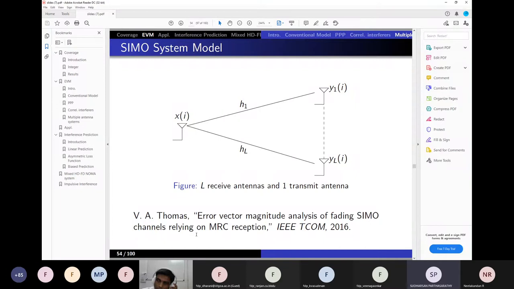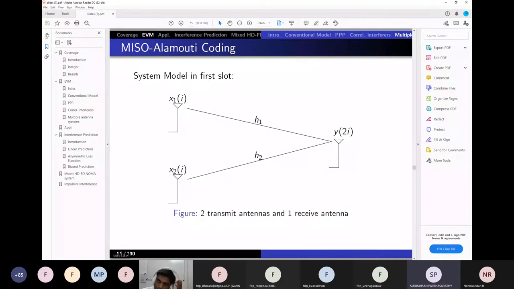Slide number 55. If you want to consider the multiple input single output case, then the very popular model is the Alamouti decoding model. The Alamouti decoding model is famous because you do not need channel state information at the transmitter, but you can get the very same performance as MRC, or say MRT, maximal ratio transmission, for just a 3 dB loss of array gain. The diversity gain will be preserved, but you may have a 3 dB loss in array gain. That is the advantage of Alamouti decoding.